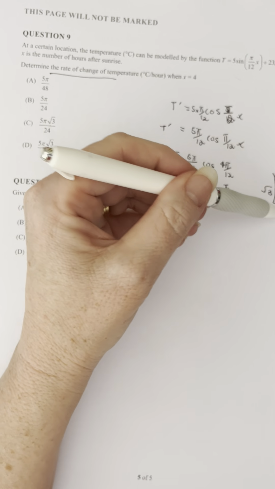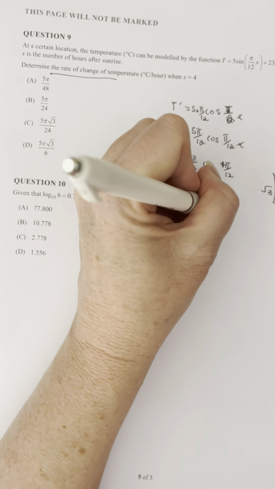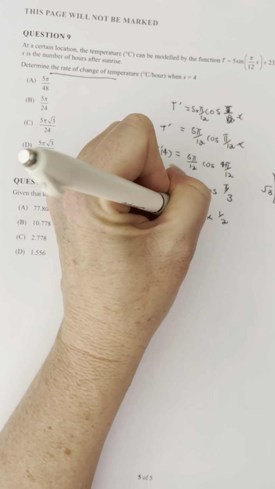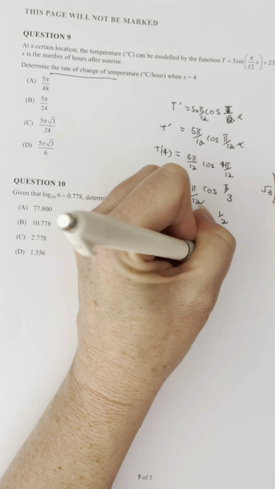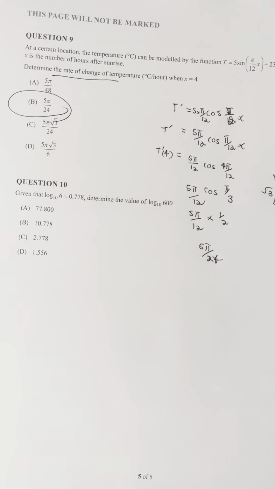So my cos is going to be my adjacent over hypotenuse. So that's going to give me a half, and we're timesing that by 5 pi on 12. So that means we're going to get 5 pi on 24. And up here, that is our answer of B.